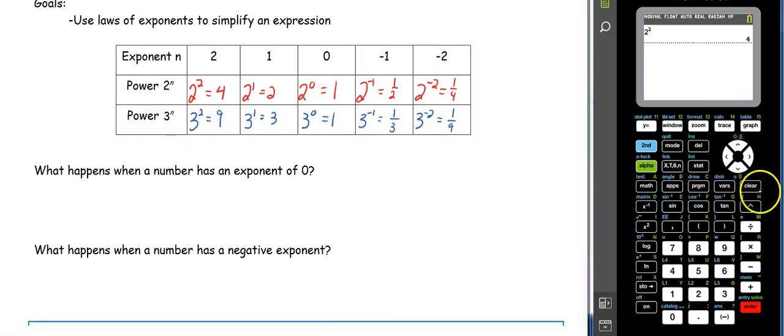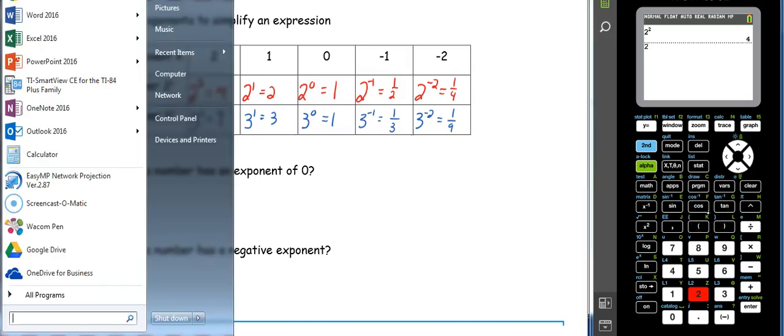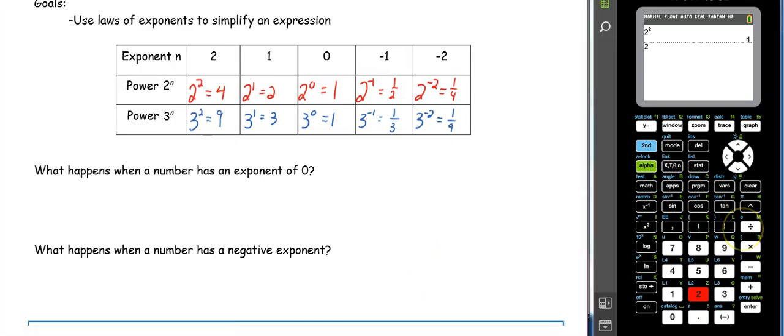This video is about using the laws of exponents to simplify an expression. Below we have a table of our exponents completed. We have 2 squared, which in the calculator we can get by hitting 2 and the squared button to get 4. This time there is no power button for 2 to the first, so we're going to hit the caret above the division button, 1, which gets us 2.